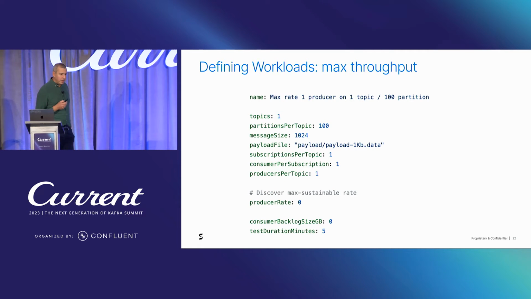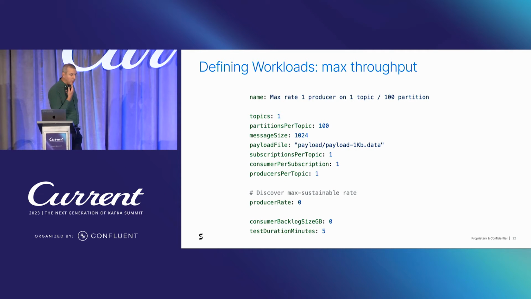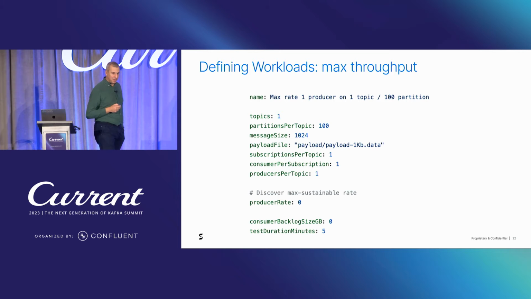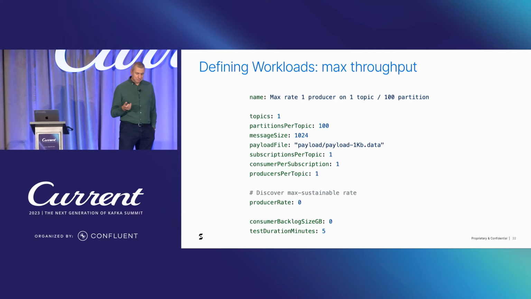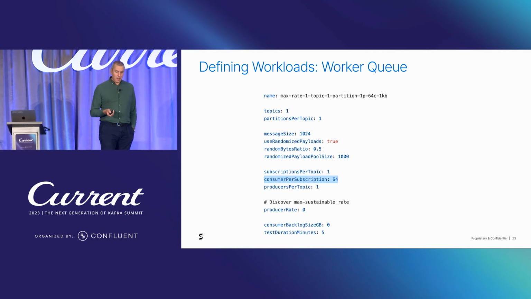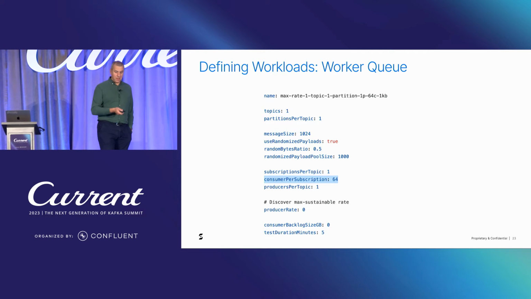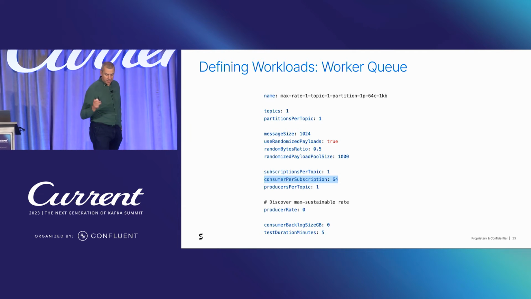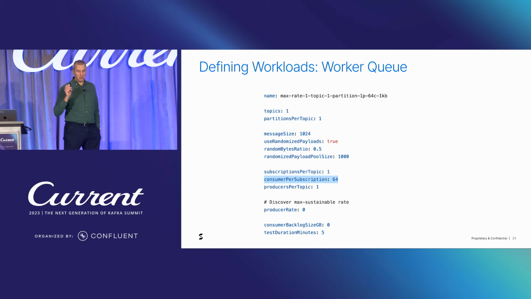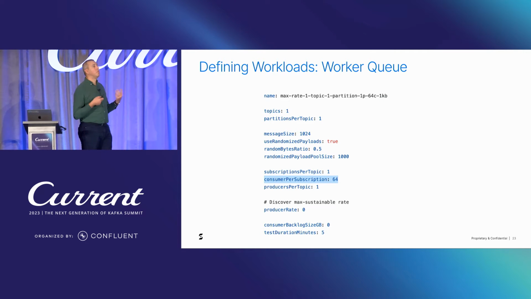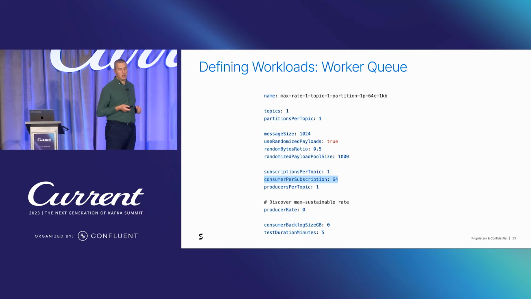Now, another interesting example here is with producer rate 0. That means to discover the max sustainable rate, which I will get into in a bit more detail. And again, in this scenario I can increase my consumers per subscription, and it will just have round robin dispatching on the same topic.